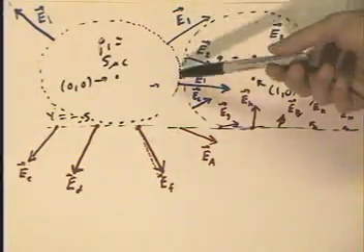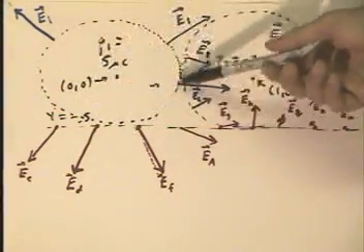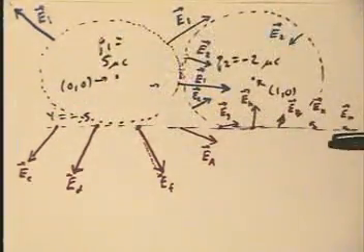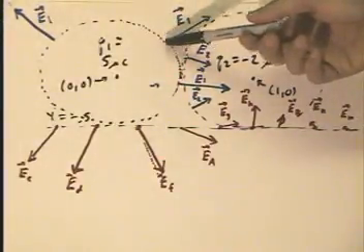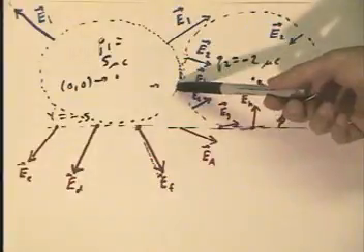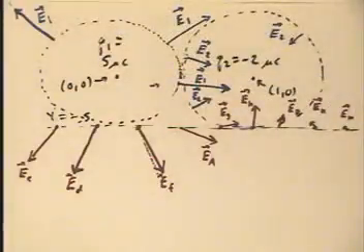So the task I want you to do: pause the tape before we go on, and actually attempt to sketch what the E2 vector would be here and then the resultant at this point, and do the same at this point and the same at this point.